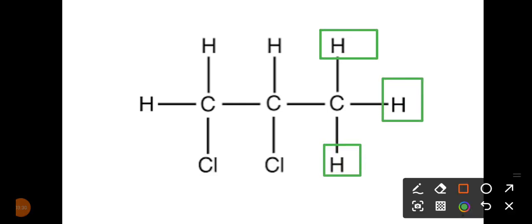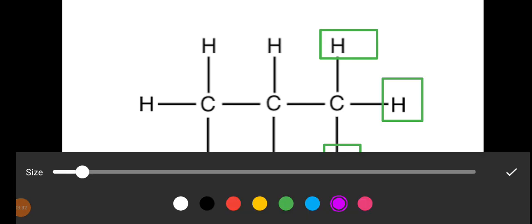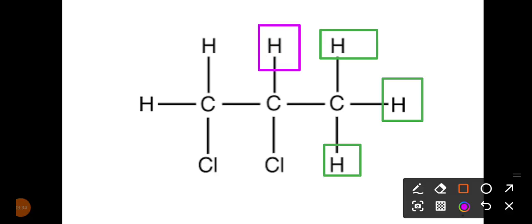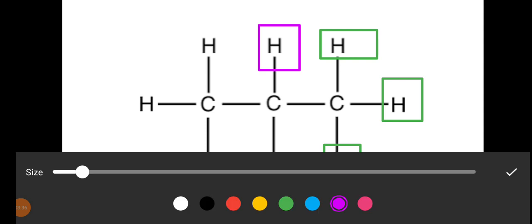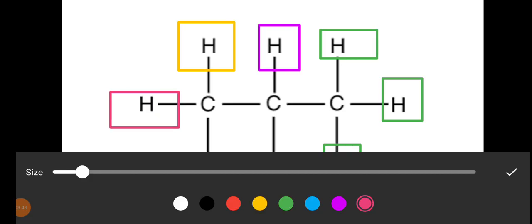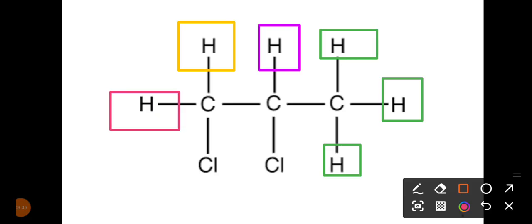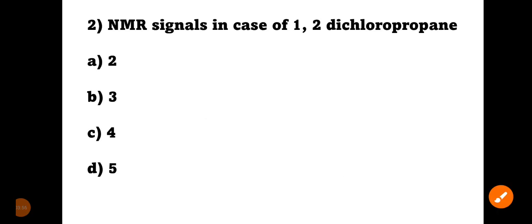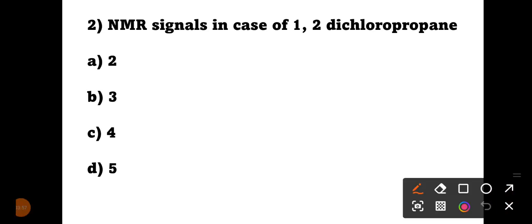There is the one, this one is the second, this is the third, and this one is the fourth one. So these kinds of signals you are showing in this structure, so in total 4 signals are there. Okay, so what is the answer here? The answer is 4 signals.